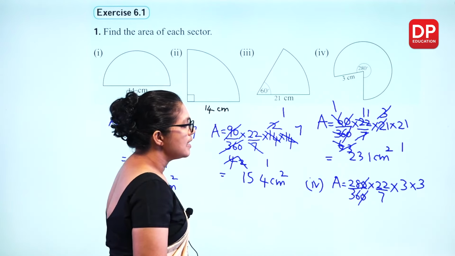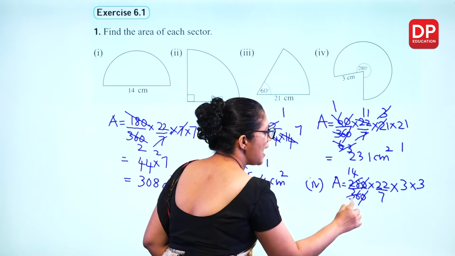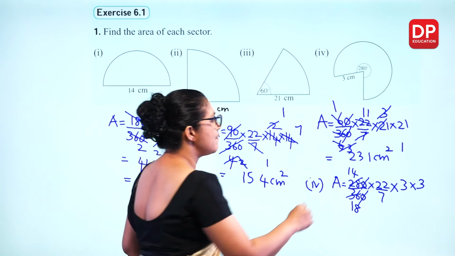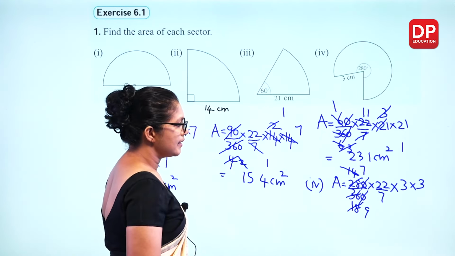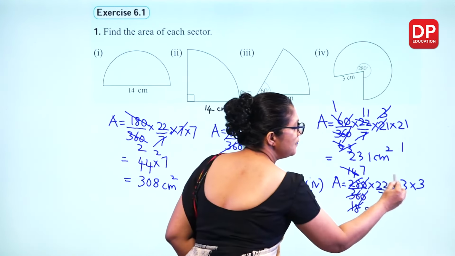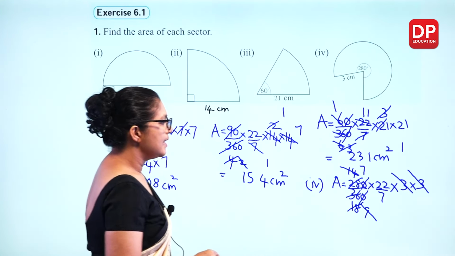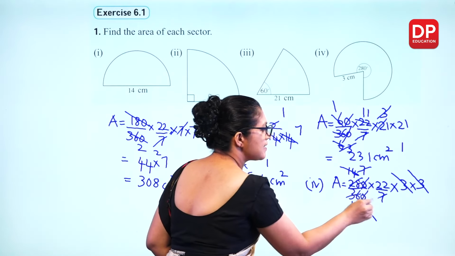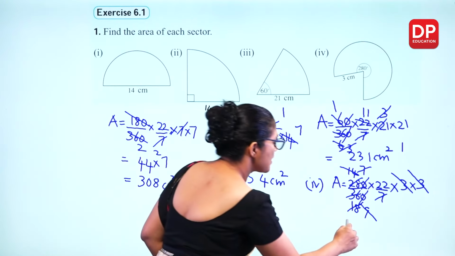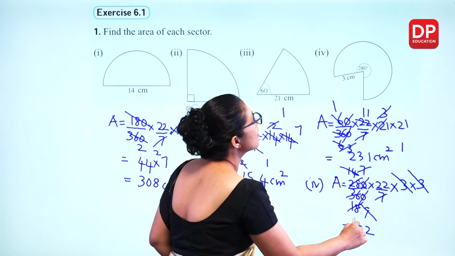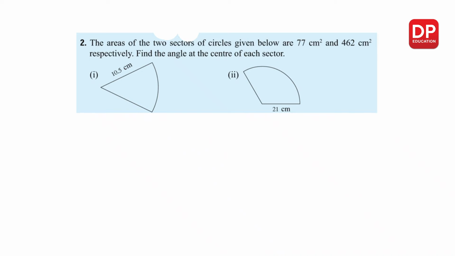0 gets cancelled out. You can divide by 2. 14 and 18, again divide by 2. 7 and 9. Now can you see? This 3 becomes 9 and gets cancelled out with this 9. This 7 and this 7 you can cross out. So what's the final answer? You get 22 square centimeters. Now we'll look at question number 2.